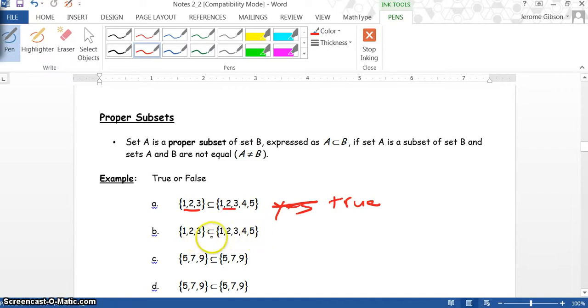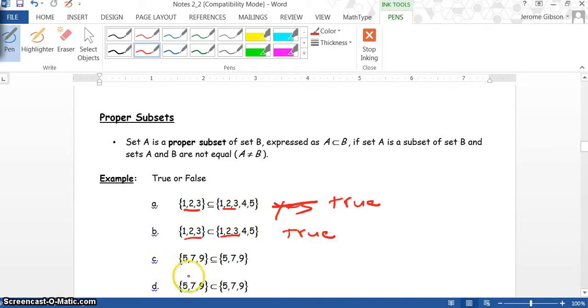Now remember, in order for it to be a proper subset, first we have to make sure that it's a subset. We have 1, 2, 3 here. We have 1, 2, 3 here. It is a subset. Now for it to be a proper subset, this first set here must be different from this second set here, which means that this second set has more elements in it. So that is true.